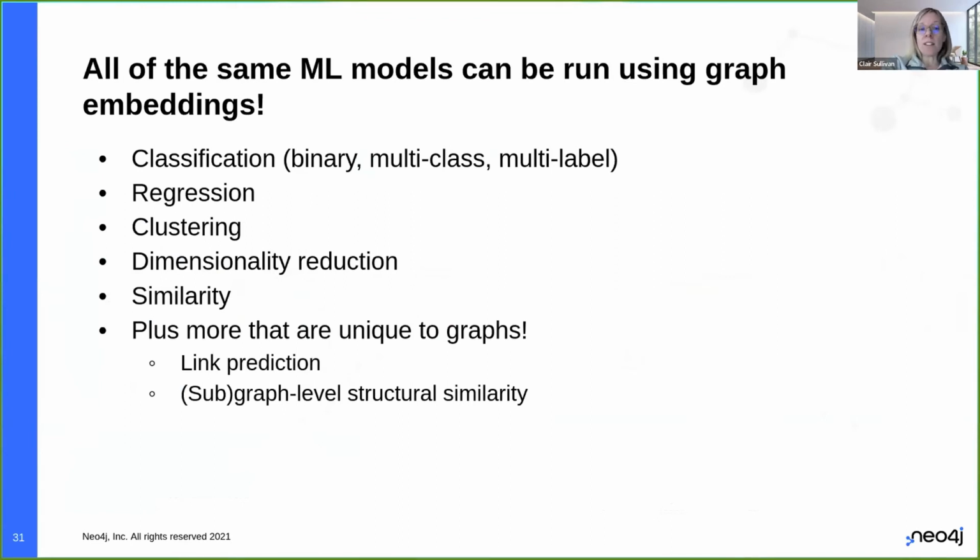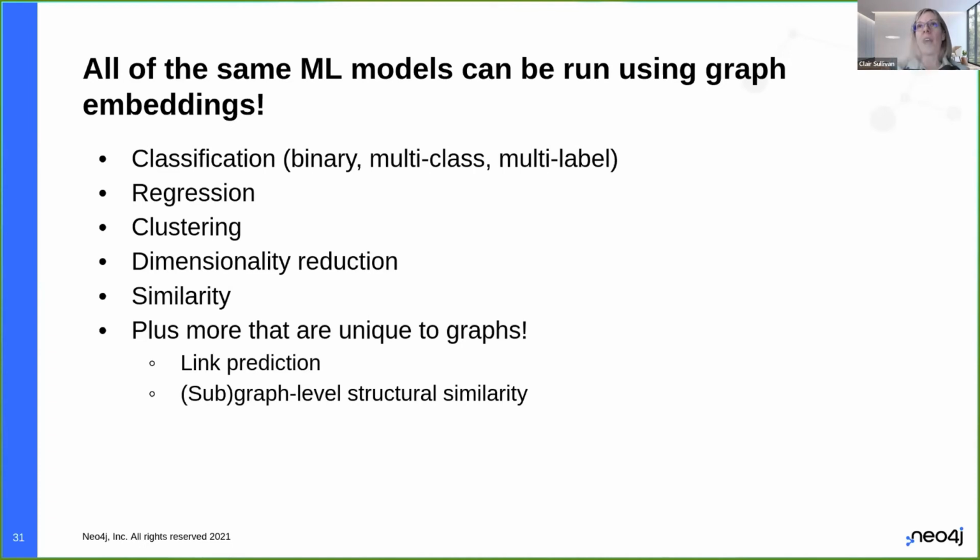Well, I can do classification. Binary, multi-class, multi-label, doesn't matter. If it's an ML problem, I can do it. I can do regression, I can do clustering, dimensionality reduction, similarity. All of those are traditional ML things, but I can also do things that we couldn't do with traditional machine learning. For example, link prediction.